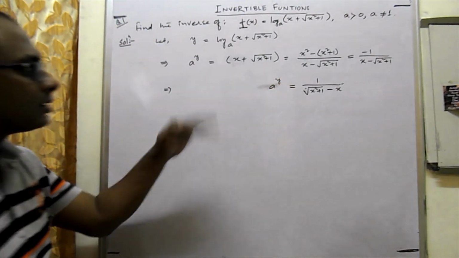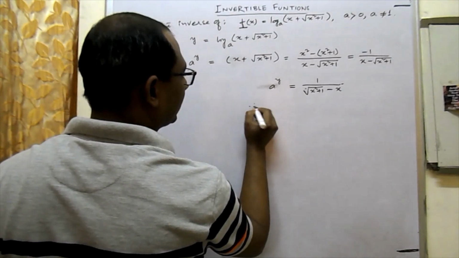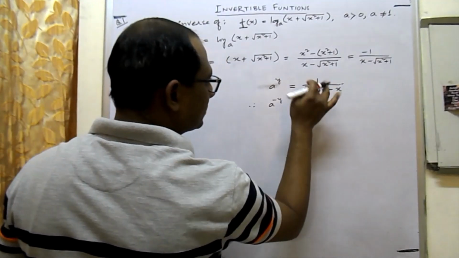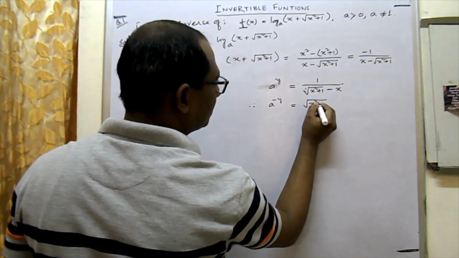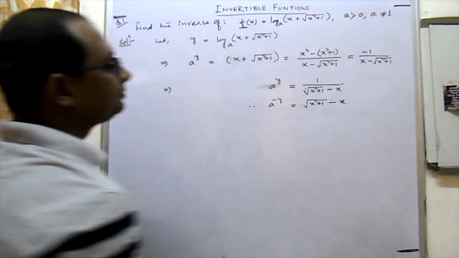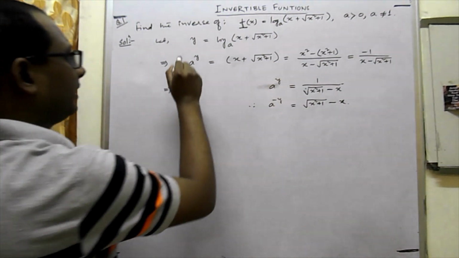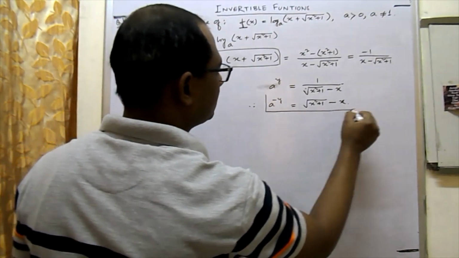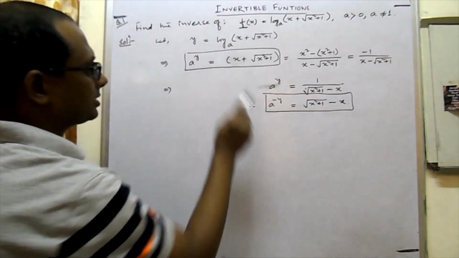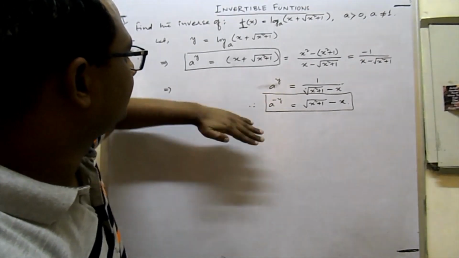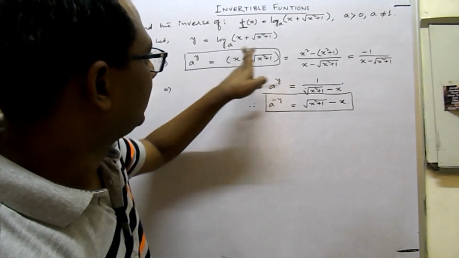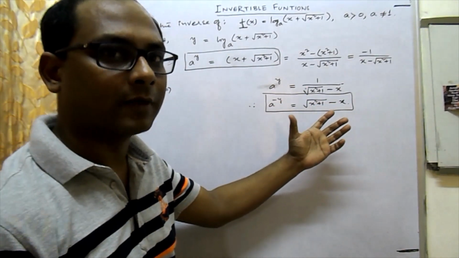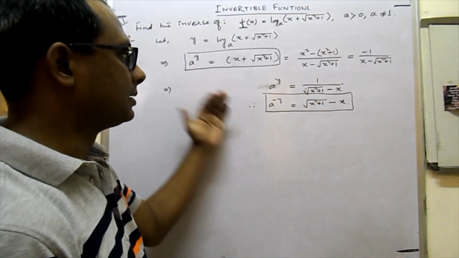Let us try to write a to the power minus y. Therefore a to the power minus y will be equal to its reciprocal, root over x square plus 1 minus x. Now check a to the power y from here and a to the power minus y from here. From these two equations, if we subtract, that will give me x. The 2 will be cancelled, so we get the value of x, which is what we are looking for, x in terms of y.